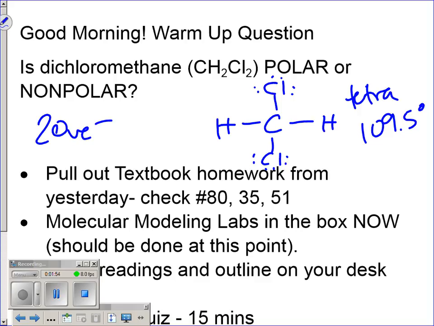Build it right now. You have a minute. Build it. It's okay. Those are my AP kids. Use it. Just use it. It's a single bond. Carbon is black, chlorines are green, and hydrogens are white. We don't have any green ones. Those are greens.